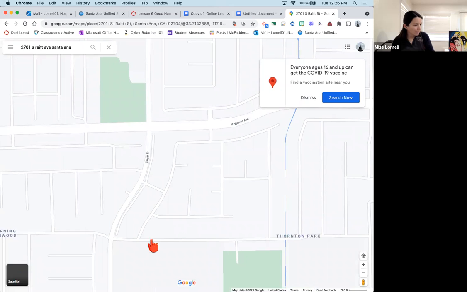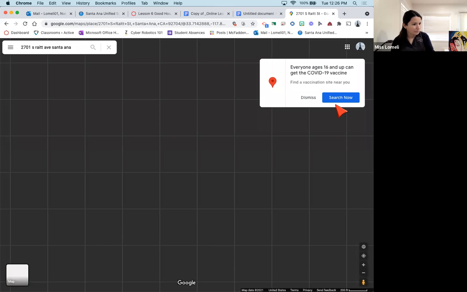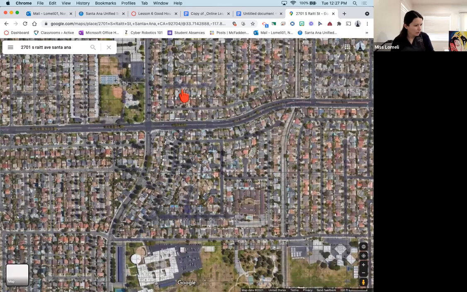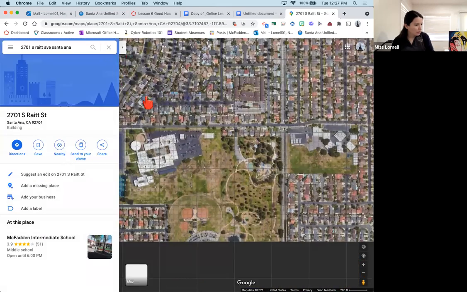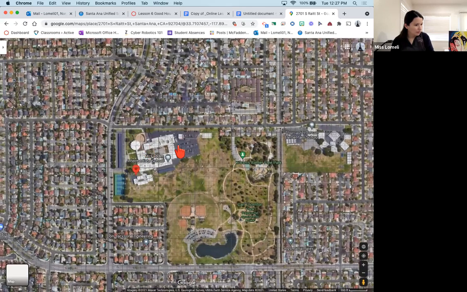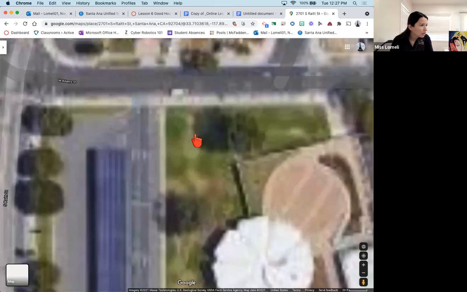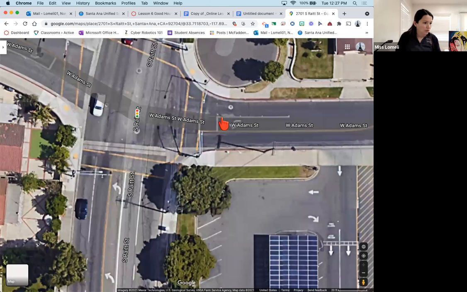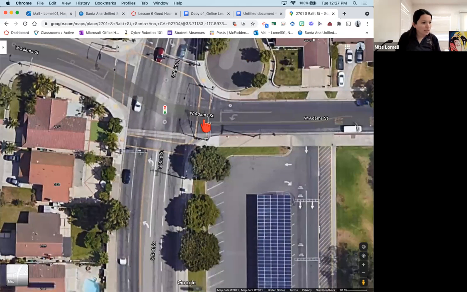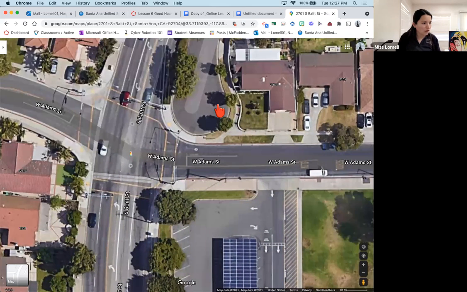So let's put on the satellite view. All right, so there's McFadden. There's the channel that goes right behind McFadden. I saw a storm drain right there. Oh, it is red. So here's the street that's closed off, where some of your parents park to pick you up. And the storm drain's right there.